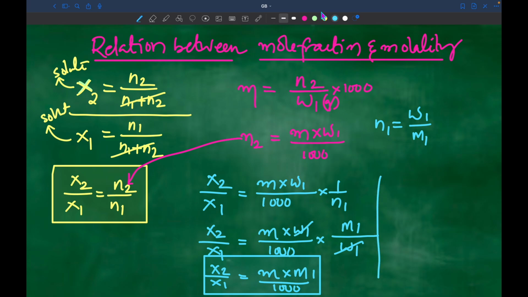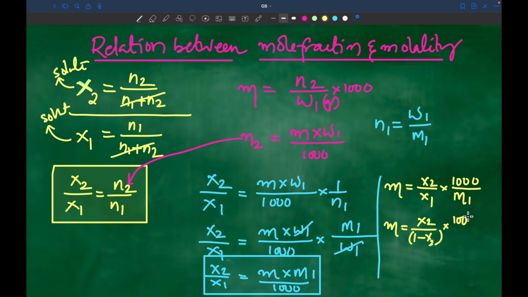So I'll modify it. From this, we need to write molality. Molality equals x2 by x1, right? So it should be multiplied by 1000 divided by m1, and it can also be further simplified. You can write x1 in terms of x2 also: x2 over 1 minus x2, into 1000 by m1. So this is the relation between molality and mole fraction.